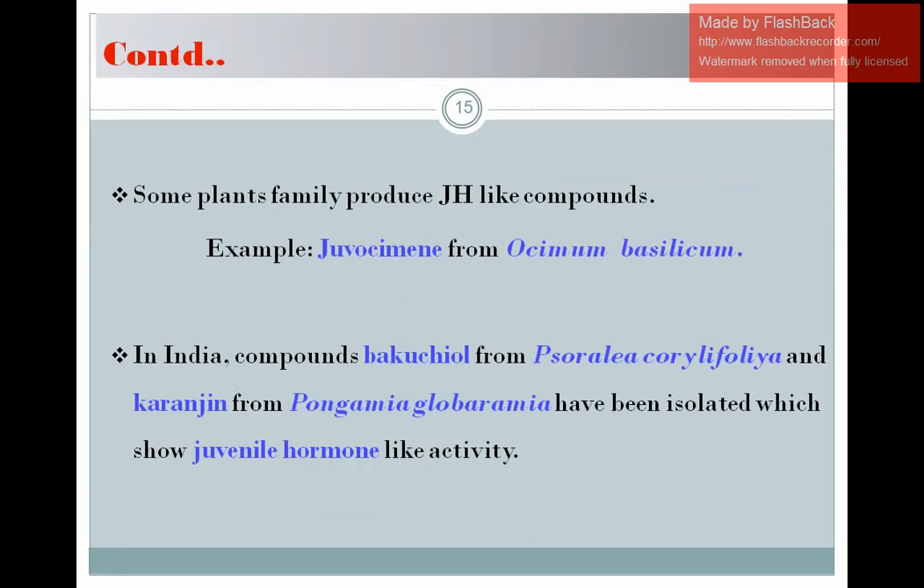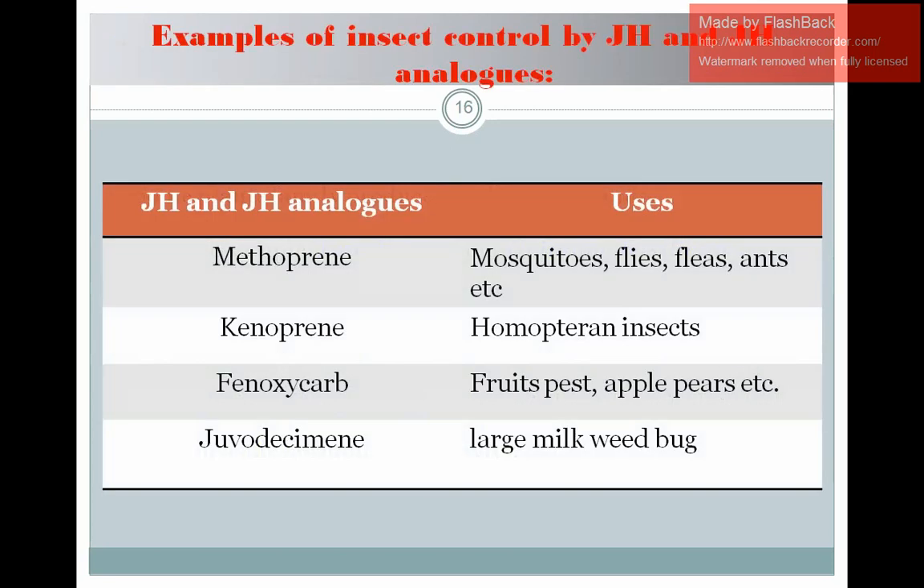The sources for these juvenile hormone analogues are mainly some plant families. For example, juvabione is obtained from Ocimum basilicum. In India, compounds like bakuchiol, which is obtained from Psoralea corylifolia, and karanjin, obtained from Pongamia glabra, have been isolated, which show juvenile hormone-like activity. Some examples of juvenile hormone analogues and their uses.